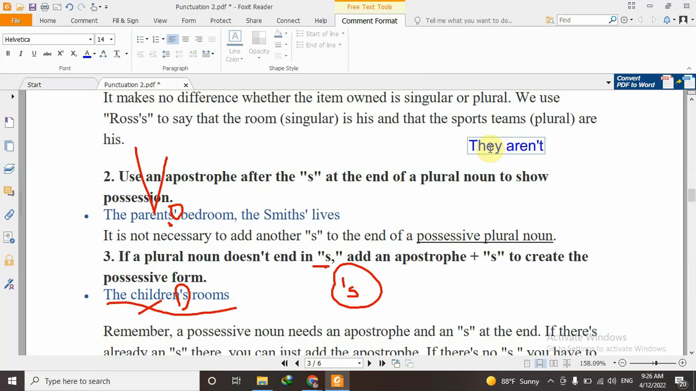I said that you cannot contract they with are and are with not at the same time, within the same line. يعني wrong here just like this: they're not. This is wrong.